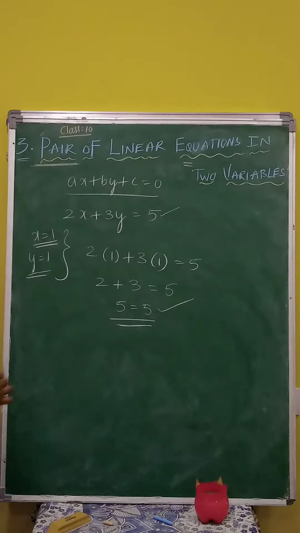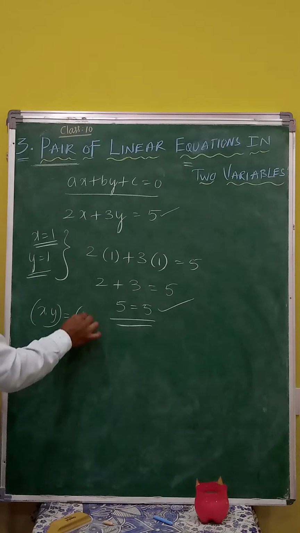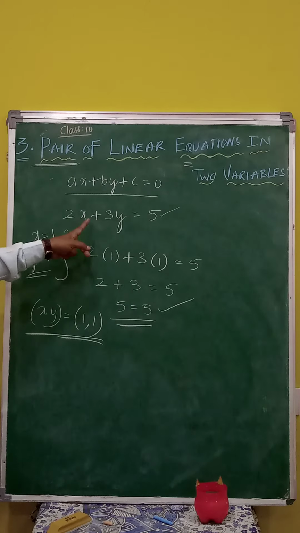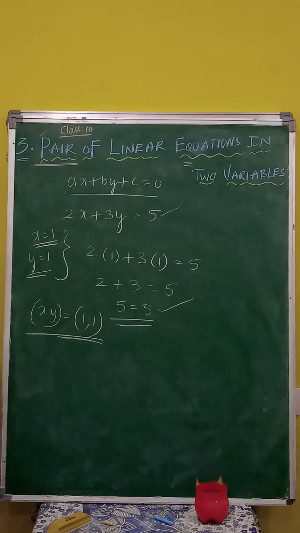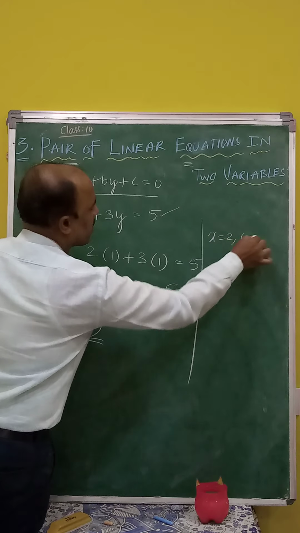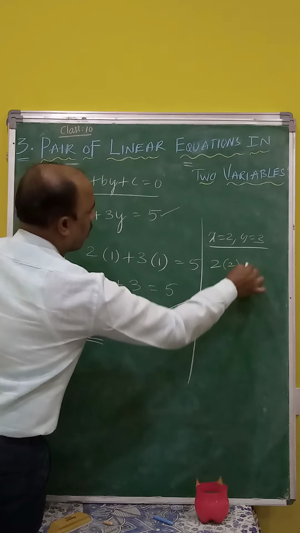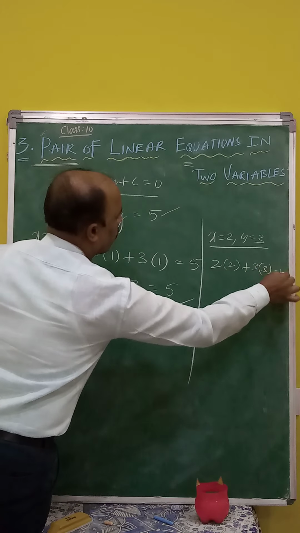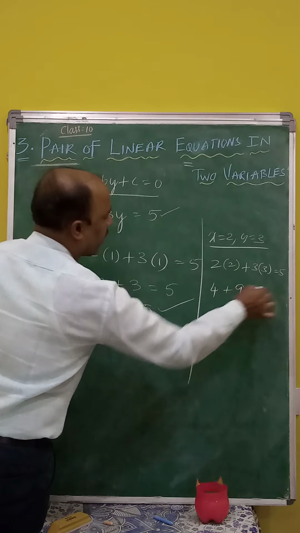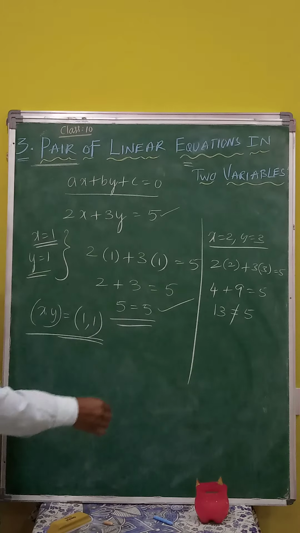That is a solution. What is the solution here? x comma y, both, what is here? 1 comma 1. 1 comma 1 is a solution of the linear equation in two variables. Suppose I assume something else, like x is equal to 2 and y is equal to 3. Is it correct or not? We will apply this. 2 into 2 plus 3 into 3 is equal to 5. 2 2s are 4 and 3 3s are 9, is equal to 5. 9 plus 4, what is the answer? 13 is equal to 5. Possible? No.